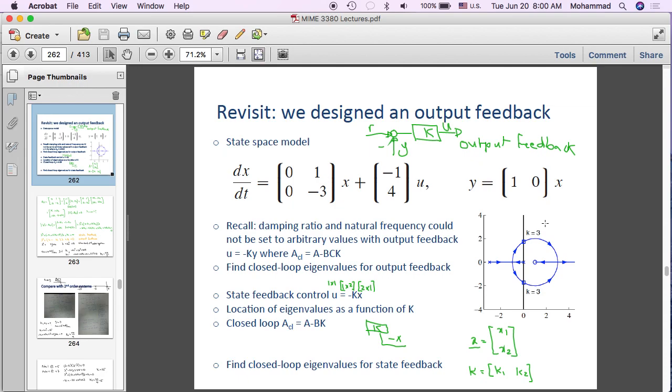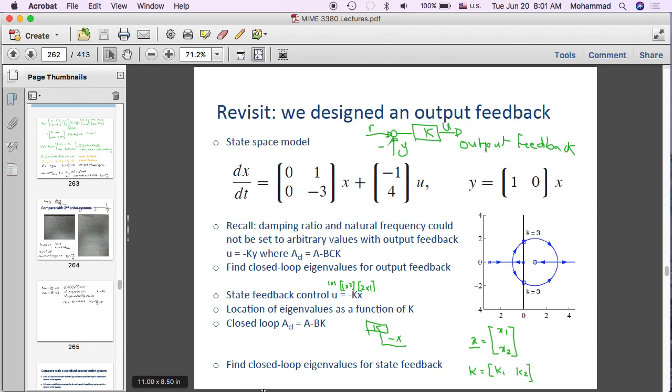But that somewhere, some location, may not deliver the type of performance that we need, may not deliver the type of natural frequency that is expected to deliver a certain response, or the damping ratio that is expected to deliver a certain response. So the solution that we introduced was, instead of only feeding back the output, we are going to feed back the entire state vector.